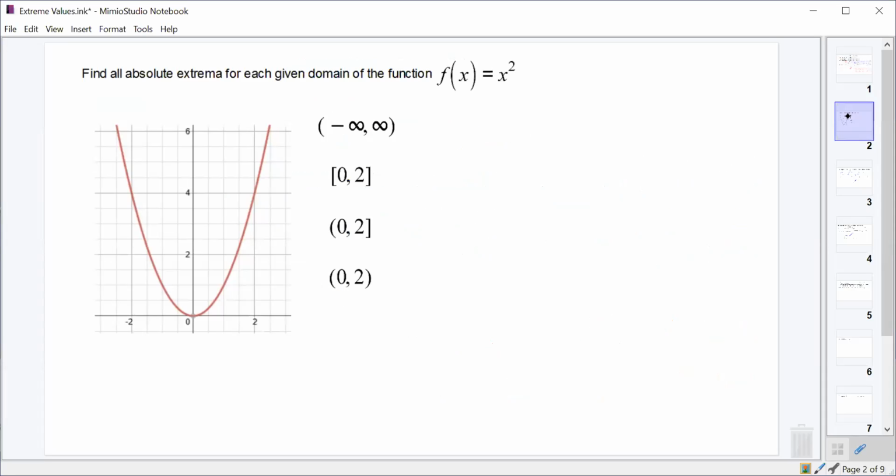All right, so let's take a look at the function f of x equals x squared, a nice simple parabola, and talk about the absolute max and the absolute min of it, given certain restrictions on the domain. So we'll start with the standard domain of f of x equals x squared, which is from negative infinity to infinity. In that case, this is just going up and up and up forever. What can you tell me about the absolute max?